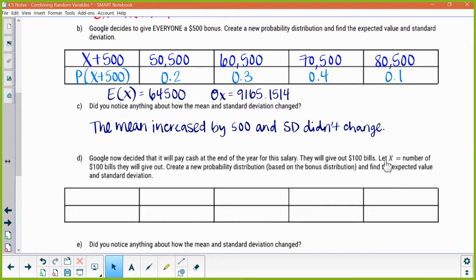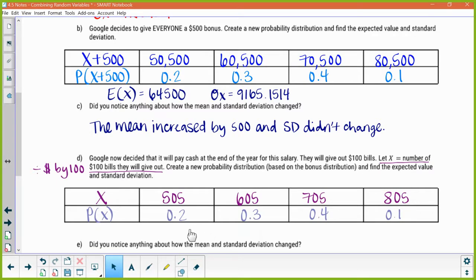If I want to know how many $100 bills they're giving out, I need to take my salary amount and divide it by 100. And that's going to tell me how many $100 bills I need. So I did that. So X is going to be equal to 505, 605, 705, 805. Again, the probabilities do not change. They're still going to have 20% getting salary group 1, 30% getting group 2. I ran this in my calculator.